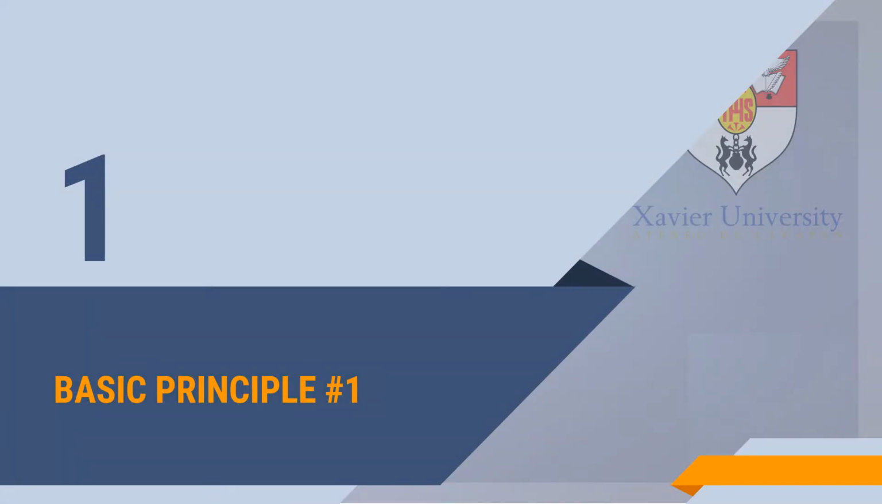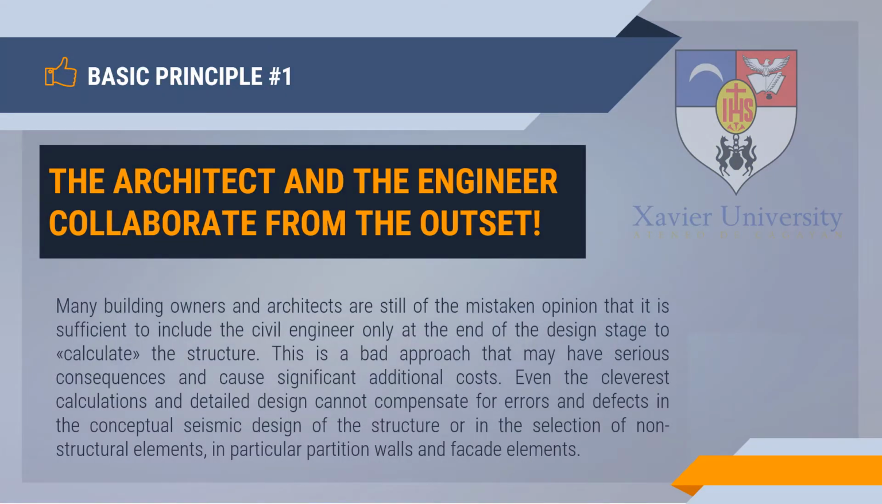So first, let us have the basic principle number 1 in Seismic Conceptual Design of Buildings, which says the architect and the engineer should collaborate from the outset. So many building owners and architects are still of the mistaken opinion that it is sufficient to include the civil engineer only at the end of the design stage to calculate the structure. This is a bad approach that may have serious consequences and cause significant additional costs.